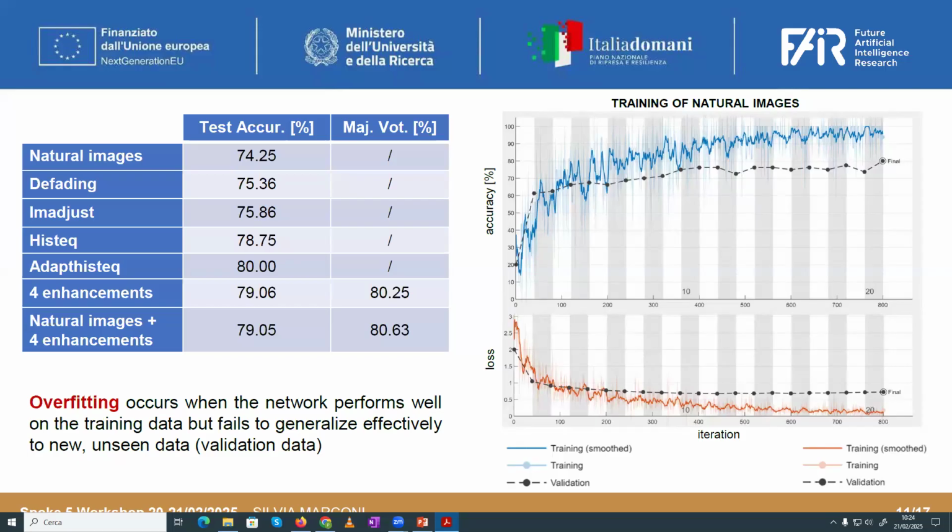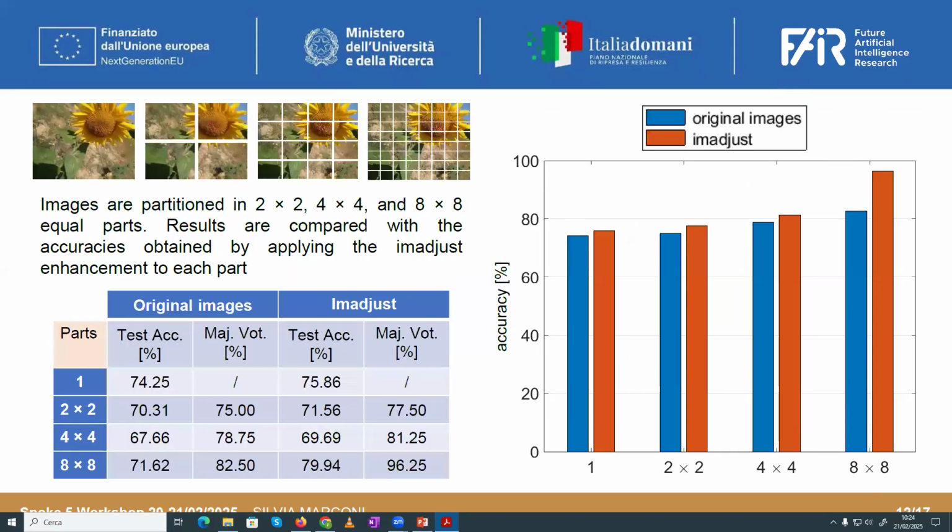data, the black line. And so to avoid overfitting, one of the strategies is to increase the number of training images. To this purpose, we partition the image in 2x2, 4x4, and 8x8 parts, and consider the enhancement of the patches and apply the majority voting technique. In this way, as we can see from the right panel, the accuracy increases with the increasing of the partition, and is higher if we apply one of the enhancements. Here, for example, the image adjust, but the same happens if we apply the other enhancements or the 4 enhancements together.